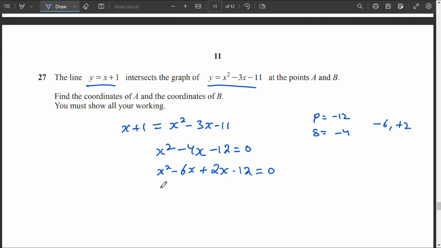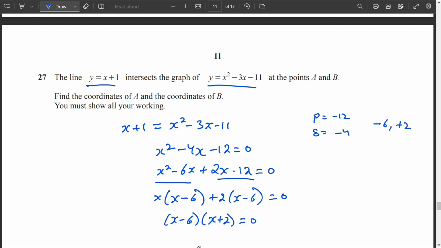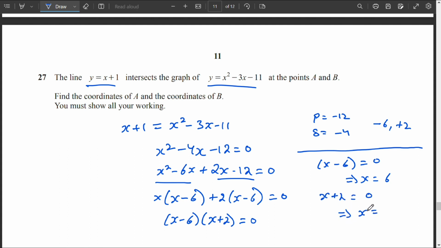Now see, we can take x common from here. So this is x minus 6, and from here we can take plus 2 common. So this will be x minus 6 equals 0. So now we can take x minus 6 common. So x minus 6, x plus 2 equals 0. So to solve this, using the null factor law, either x minus 6 equals 0, this implies x equals 6, or x plus 2 equals 0, this implies x equals minus 2.